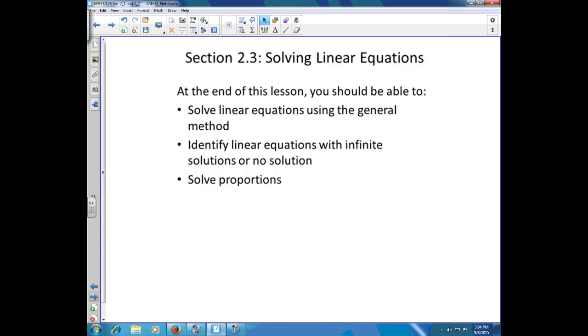So at the end of this lesson, you should be able to solve linear equations using the general method, identify linear equations with infinite solutions or no solution, and solve proportions.